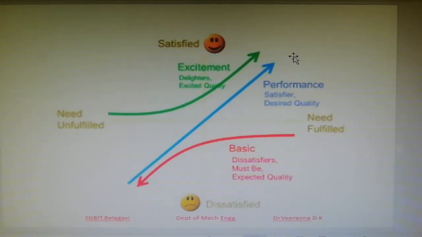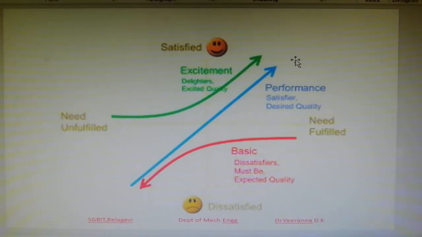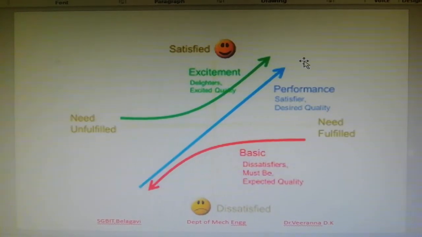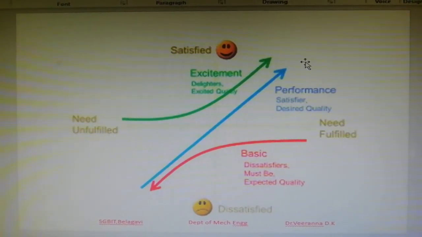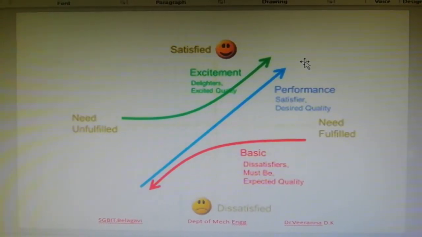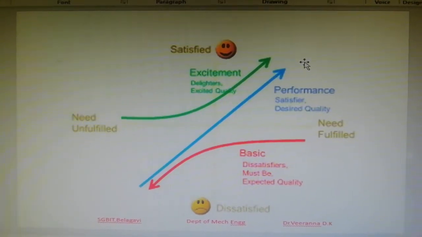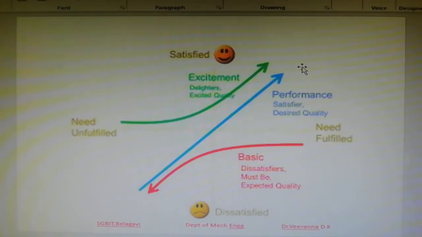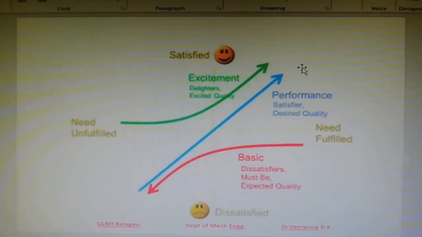That means these are expected, but they are must-be conditions. Okay, if you are not doing well with these conditions, then automatically the customer will be very dissatisfied. Then this curve is to be improved to the next green color or at least the blue color curve.